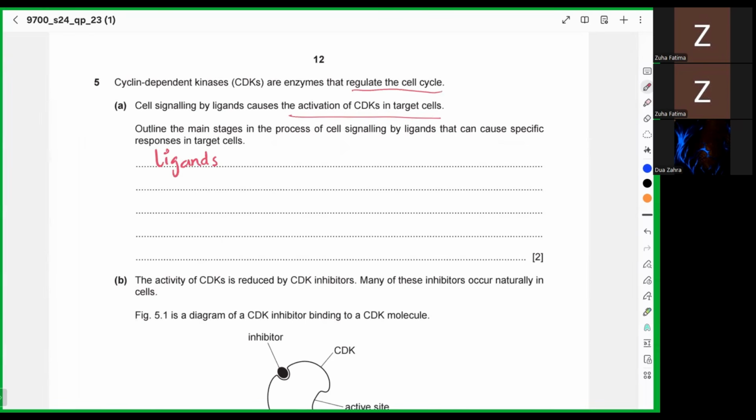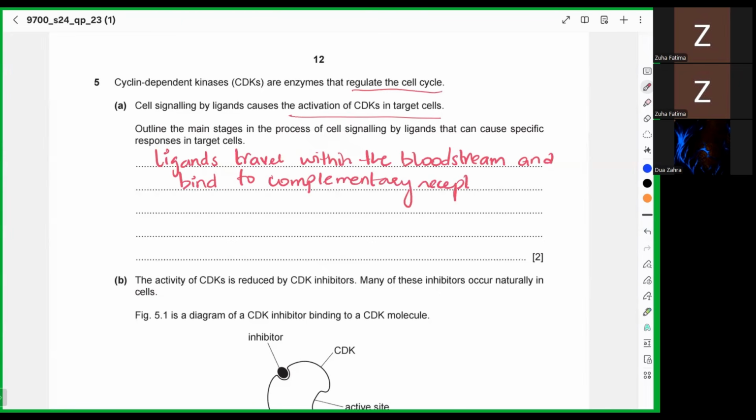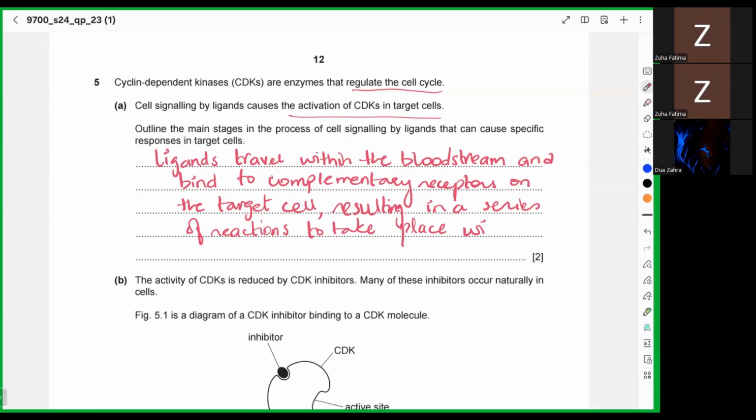So ligands travel within the bloodstream and bind to complementary receptors on the target cell, resulting in a series of reactions to take place within the target cells, such as the activation of enzymes.